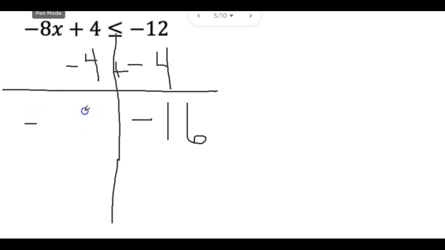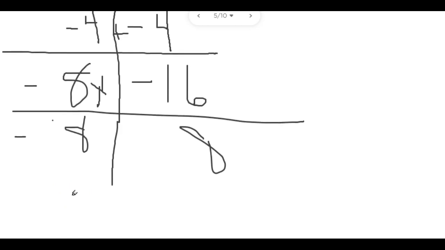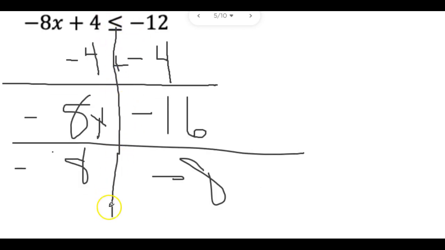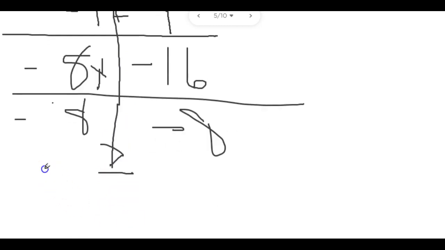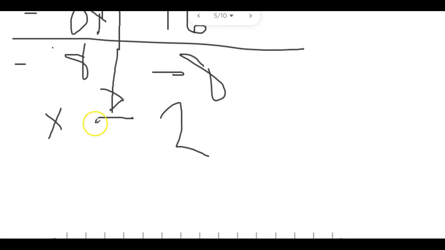And you got a negative 8x. Here I'm going to divide by the coefficient of the variable, which is a negative 8. And I have to divide both sides by negative 8. You end up with, got to remember, we're dividing by a negative, right? Yeah, we're dividing by a negative. That means that this sign is going to flip. So it's now going to be going this way. And you end up with x is greater than or equal to a positive 2, because a negative divided by a negative is a positive. So we got x is greater than or equal to a positive 2.